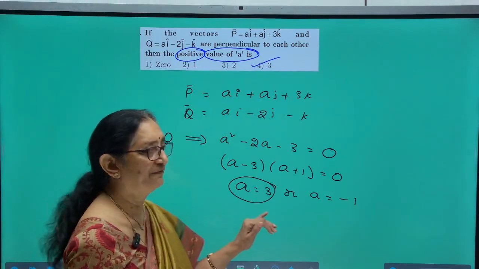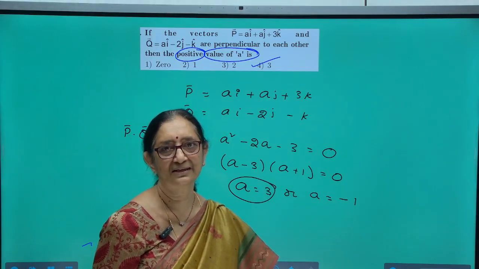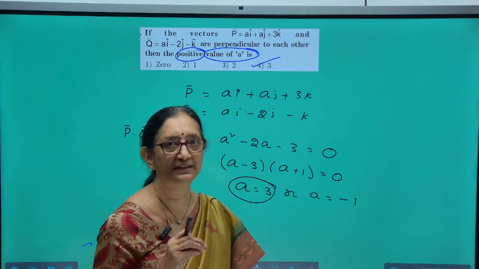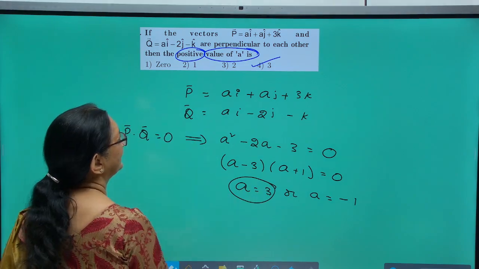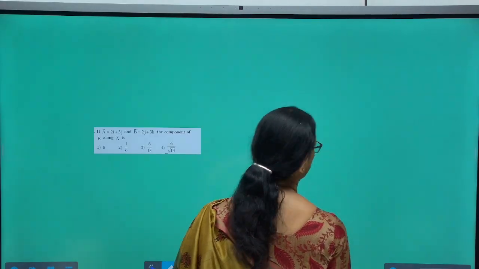Suppose if you are asked to find out the negative value of A, then it will be minus 1. So, in the question you are asked to find out the positive value of A, that is equal to 3. Okay? And now, next one.